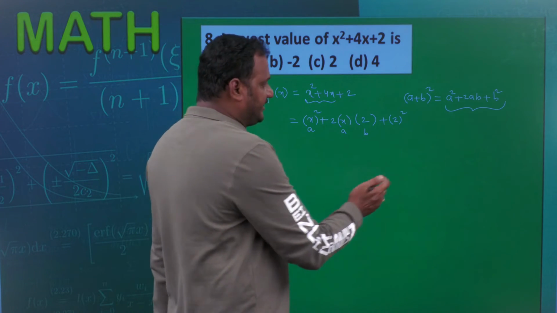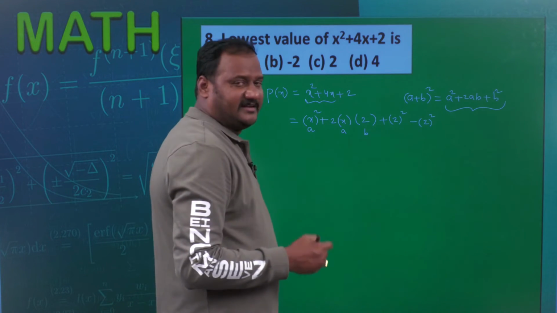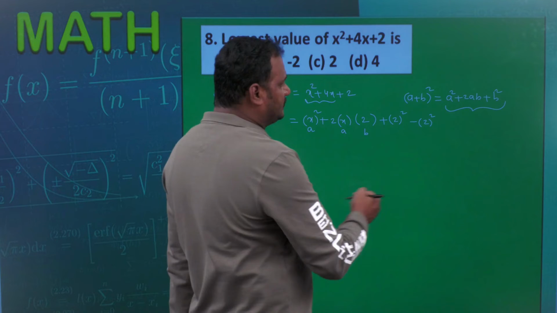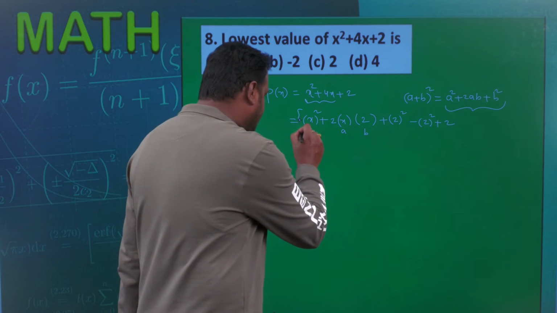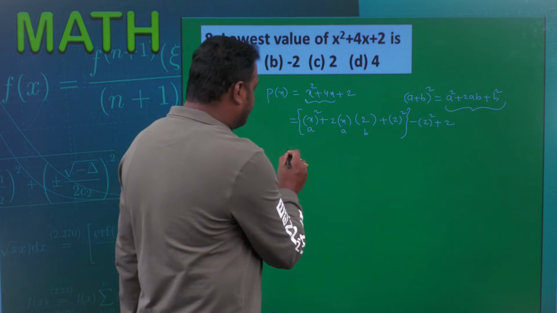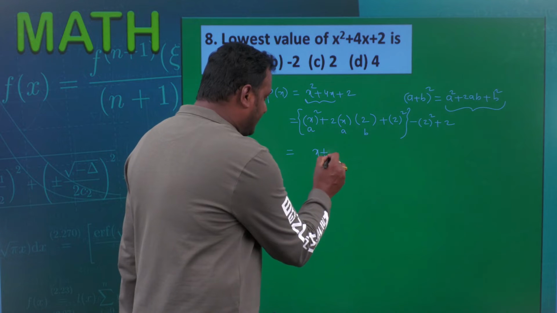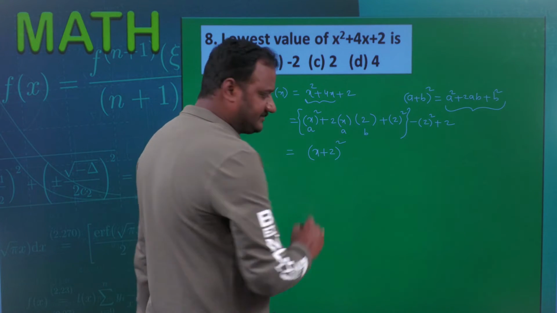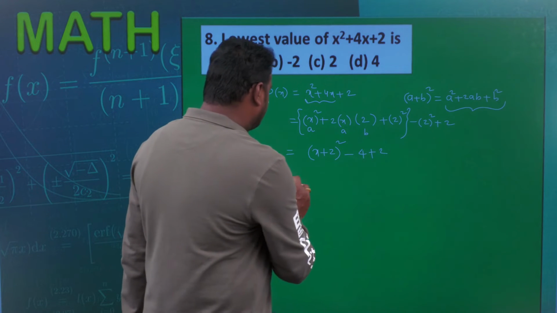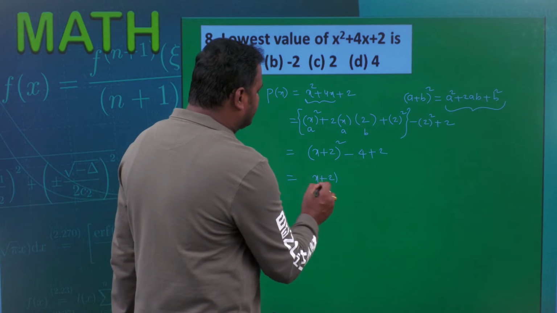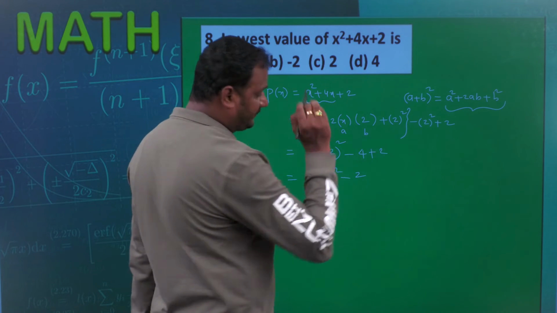But 2 square is not there. For balancing, I will write one more 2 square, because I have added and then I am subtracting, and I did not use this plus 2, I will use plus 2. Hope you understand this. See, from here to here is in the form of a square plus 2ab plus b square. It means a plus b whole square, right. Next one is minus 2 square equal to 4 plus 2. So, totally I would write this as x plus 2 whole square minus 4 plus 2 is equal to 2.